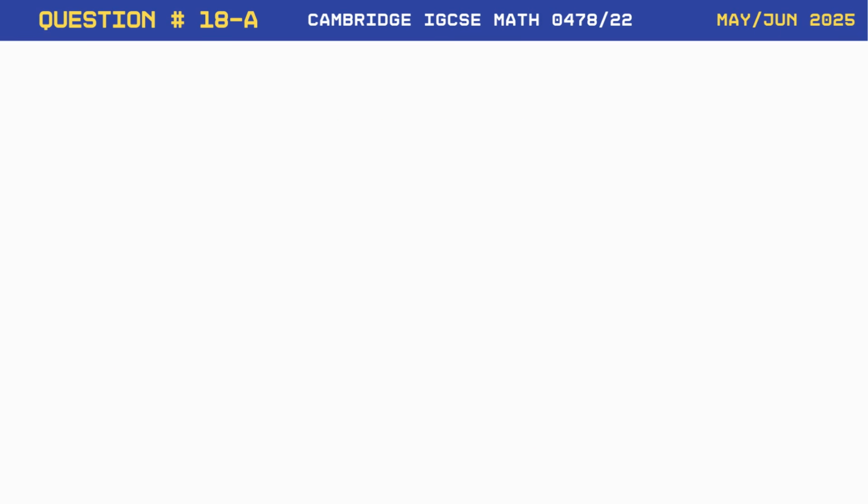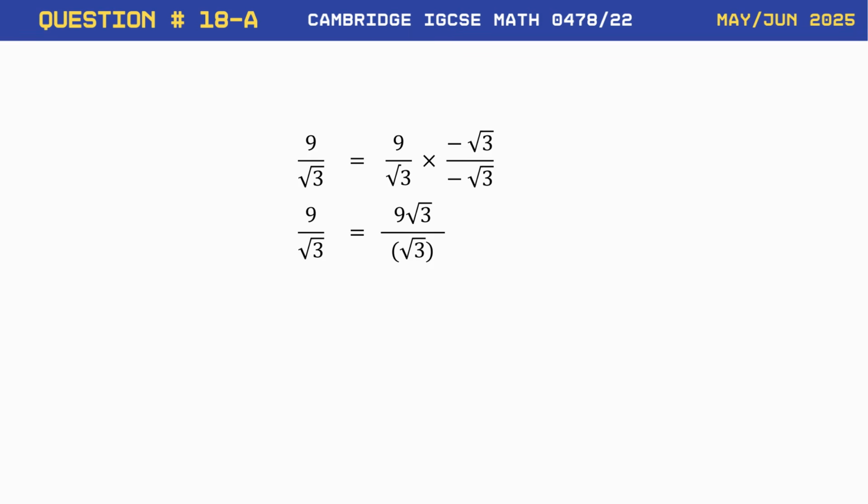Let's apply it to our question, so 9 divided by the square root of 3 equals 9 divided by the square root of 3 multiplied by minus the square root of 3 divided by minus the square root of 3. Resolving it further, it will become 9 square root of 3 divided by the square of the square root of 3. Simplifying it further, it will become 9 square root of 3 divided by 3, which will be 3 square root of 3, and it is our answer.